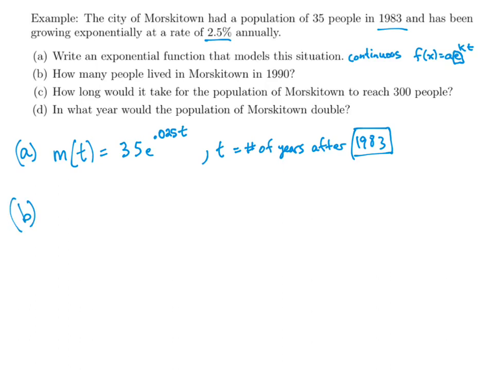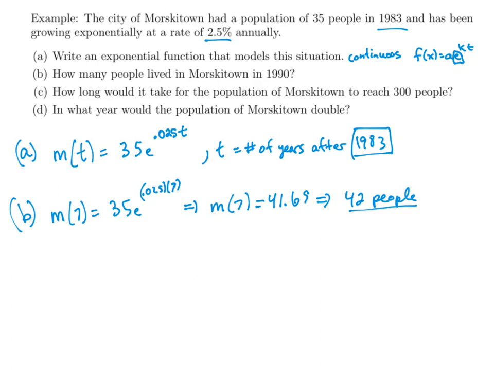So for part B, how many people lived in Morskietown in 1990? So in 1990, that's 7 years after 1983. So we're going to solve for m of 7. So that's what we do. We just plug in 7 in for t, and we end up with about 41.7 people, 41.69 people. So we can just round that to 42 people.